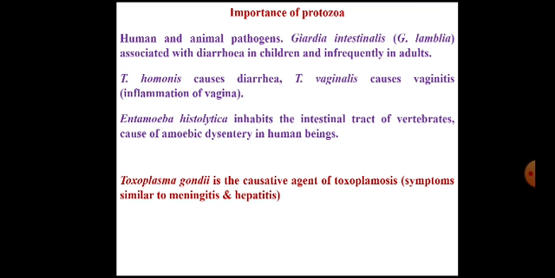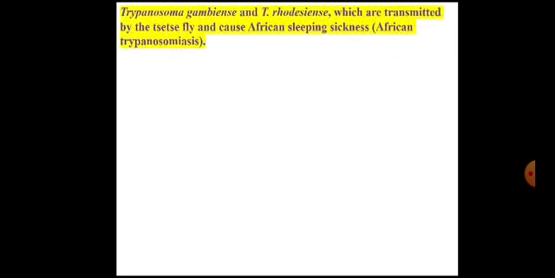Toxoplasma gondii is the causative agent of toxoplasmosis. So the symptoms are just similar to meningitis and hepatitis, and it is one of the very dreaded and life-threatening diseases. Now, other important examples are the human pathogens Trypanosoma gambiense and Trypanosoma rhodesiense. These two have a clinical significance, and these two protozoans are flagellates.